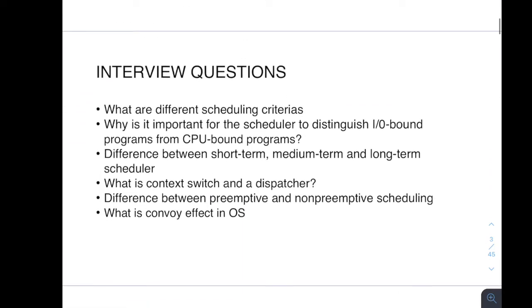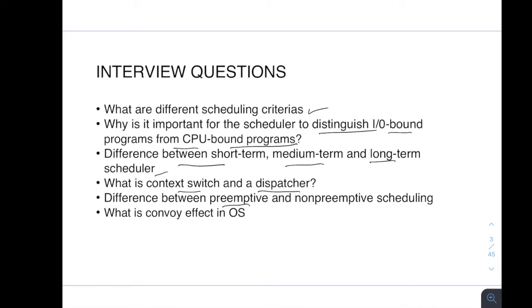Now, as I always do, I give you the possible interview questions that can be asked from a particular topic. So from process scheduling, these questions can be asked, even in your college exams or interviews. What are different scheduling criteria? Why is it important for the scheduler to distinguish IO bound programs from CPU bound programs? Difference between short term, medium term and long term scheduler. What is context switch and a dispatcher?